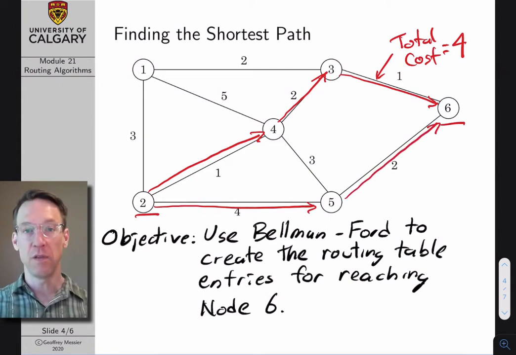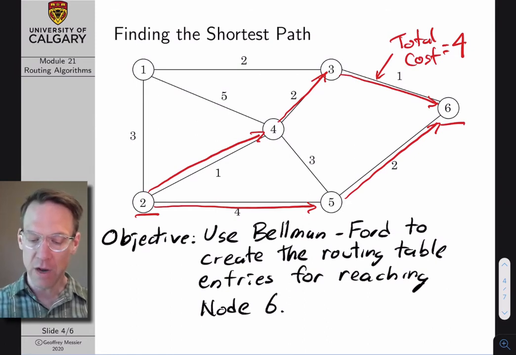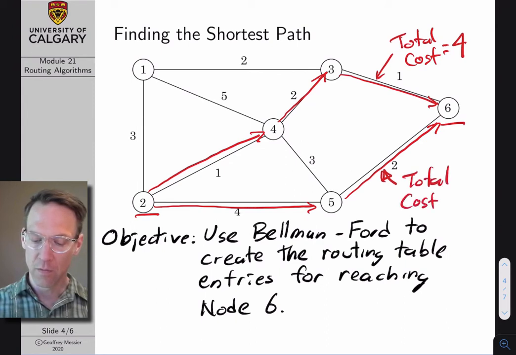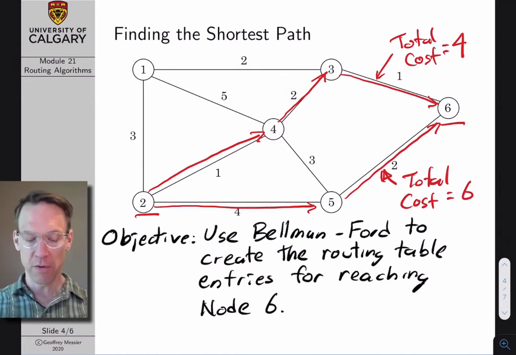This route has a smaller number of hops. It's only 2 hops. But because these are higher cost links, the total cost for this path is equal to 6. Right? So the Bellman-Ford algorithm, when we associate different costs to the links, will always choose the lowest cost path, not necessarily the path with the fewest number of hops.